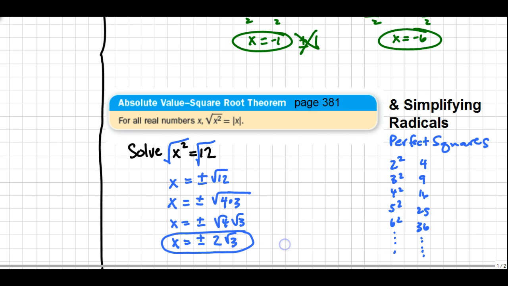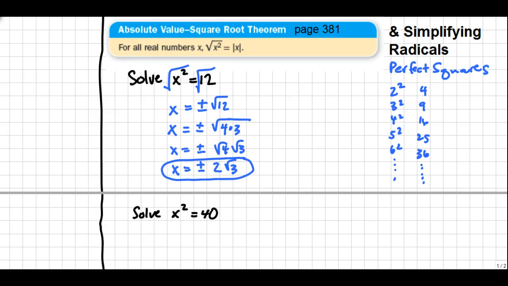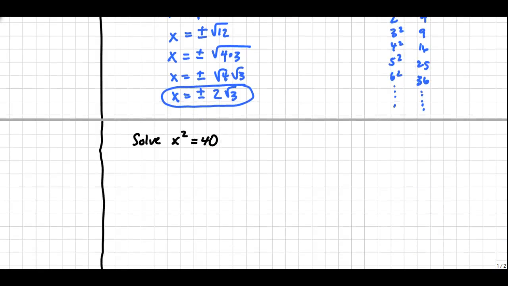So let's just try that with one more practice question, keeping in mind that you'll still have to review or come back to these perfect square values. So let's solve x squared equals 40. So we would take the square root of both sides. We know that we're going to get positive and negative square root of 40. But we want to simplify that radical or that square root if we can.